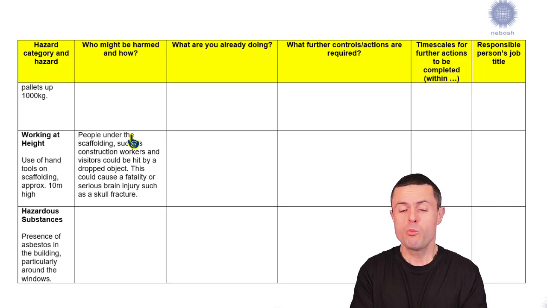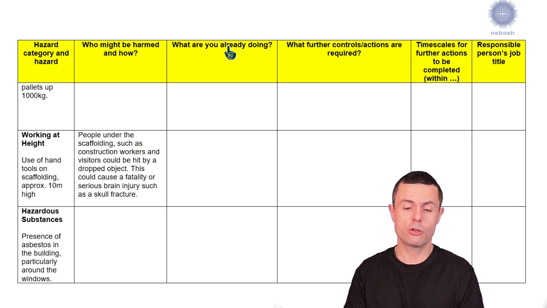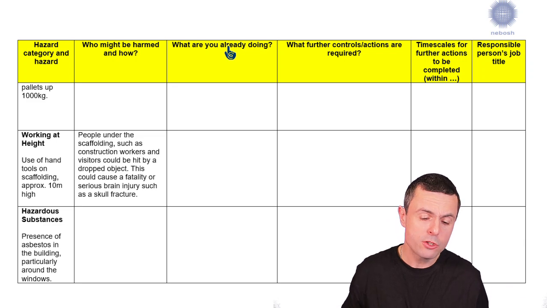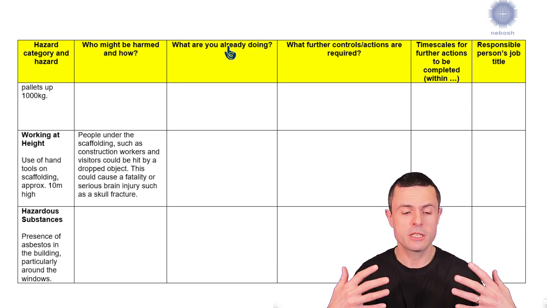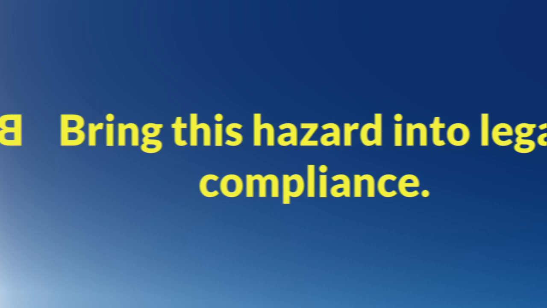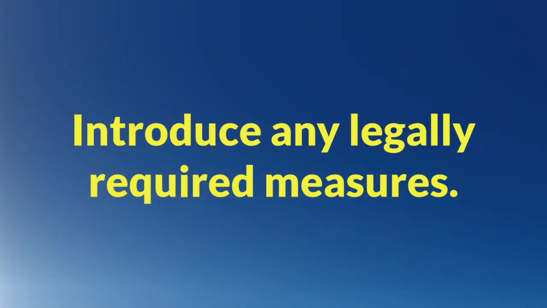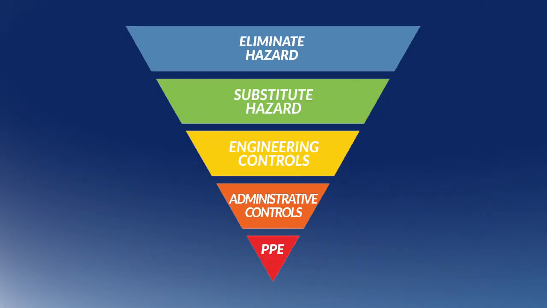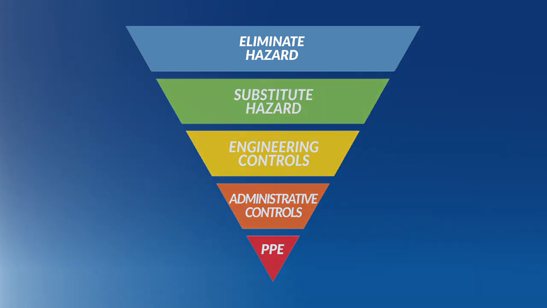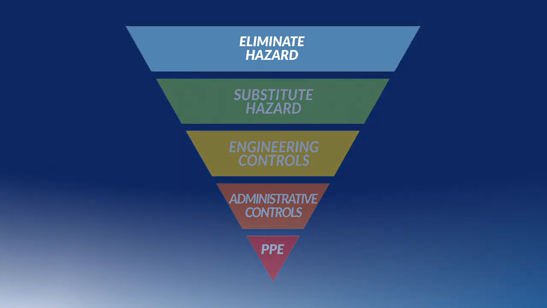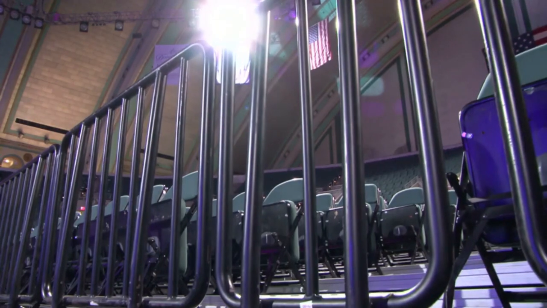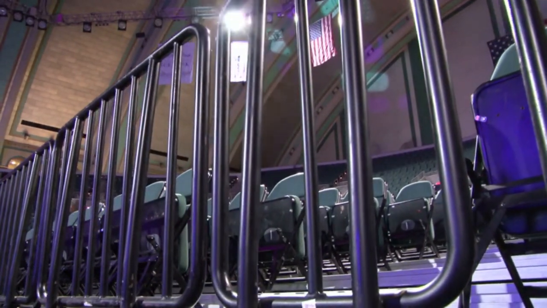That should do. Now, when we fill in the next two columns, column 3 and column 4, we have to do 3 things. We have to bring this hazard into legal compliance. So we have to introduce any legally required measures. The NEBOSH examiner also needs you to show your understanding of the hierarchy of controls. So they want you, wherever possible, to try to eliminate the need to work at height. Can you engineer things out? So can you have guardrails? And then you have all the various administrative procedures and PPE possibly, depending on the situation.